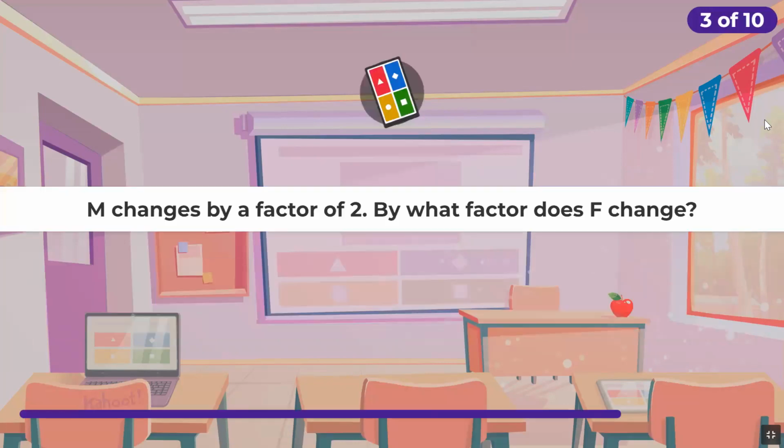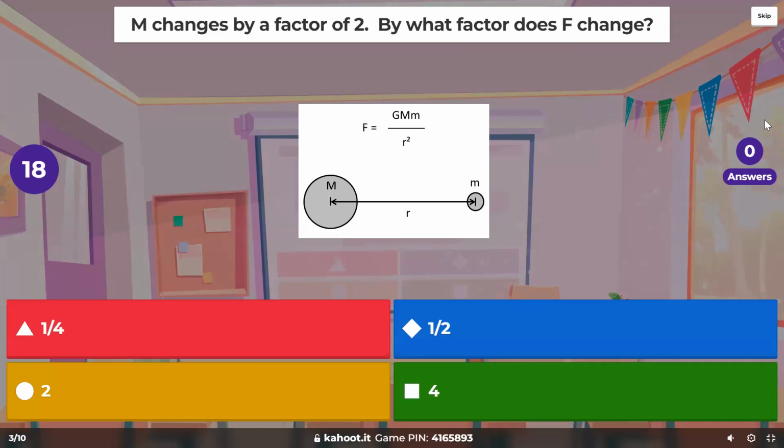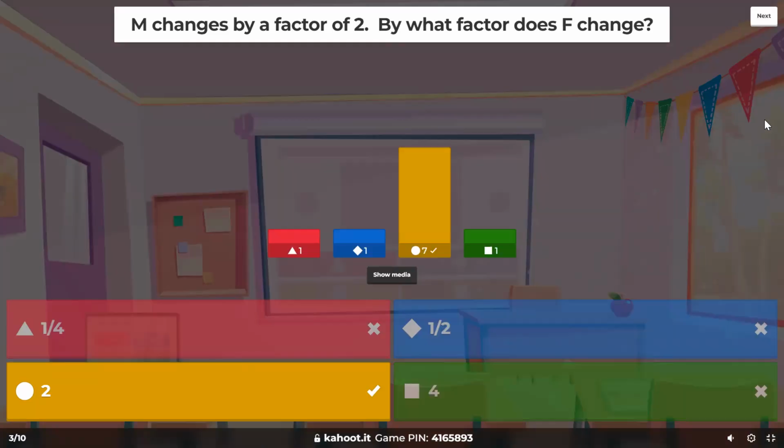Double one of the masses. Okay, so this is not inverse square law. This is a different question. Universal gravity. So if you double one of the masses, what happens to the force? Yeah. So the force is proportional to each of the masses. So if you double one of the masses, then the overall force would also double, right? Right? Yeah.